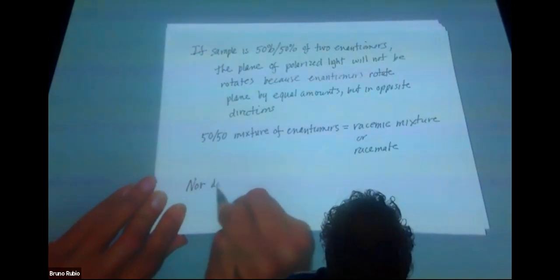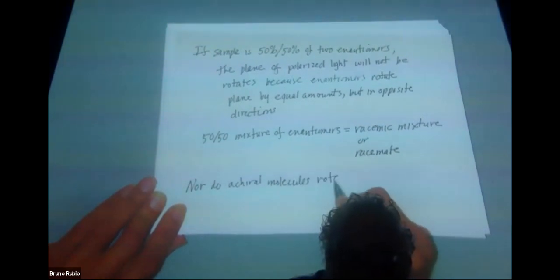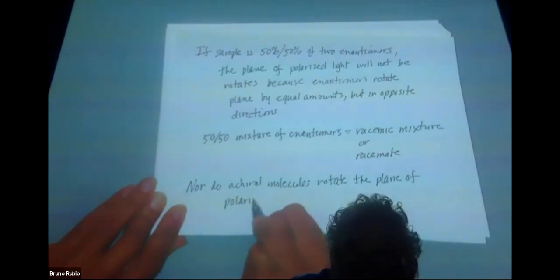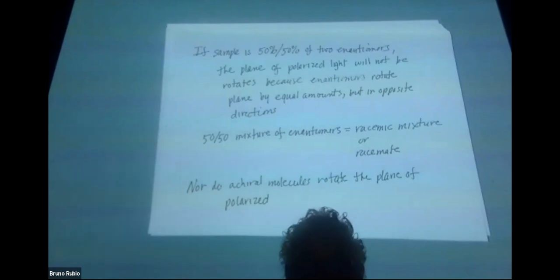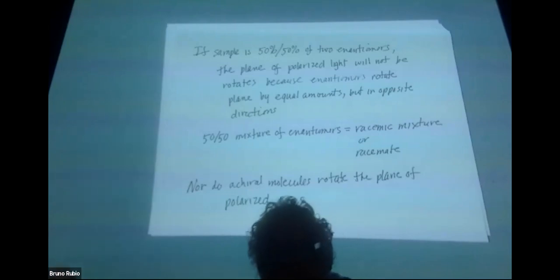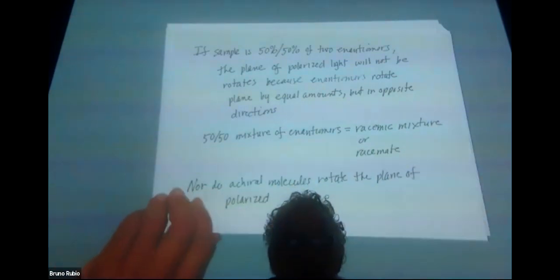Nor do achiral molecules rotate the plane of polarized light. So the molecule has to be chiral, and the important fact here is that in order to observe that rotation, there has to be an excess of one enantiomer over the other in order to see the rotation of the plane of polarized light. If you have a 50-50 mixture, yes, that plane of polarized light is being rotated, but it's being rotated by equal amounts, but in opposite directions every time it encounters an enantiomer. So the overall effect is no rotation. And if the molecule isn't chiral, it doesn't interact with the electric field.